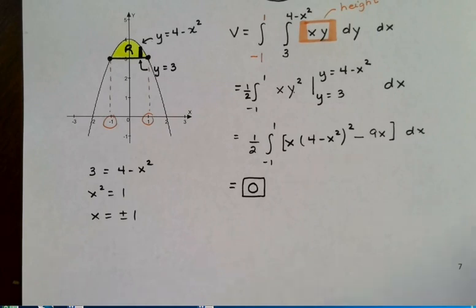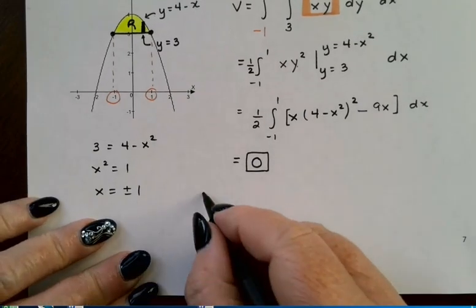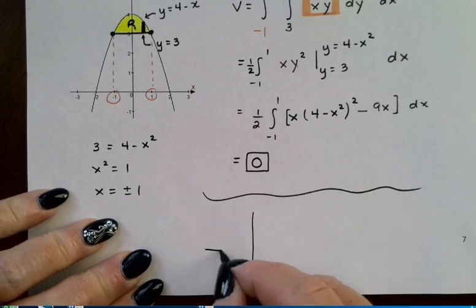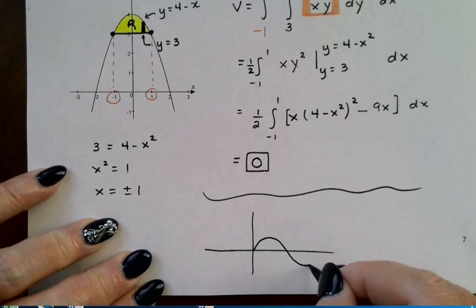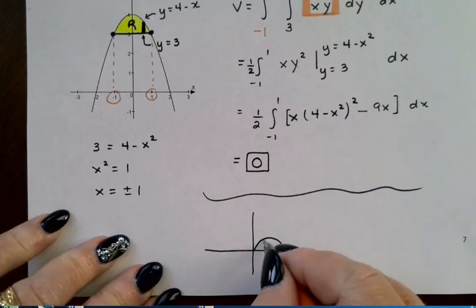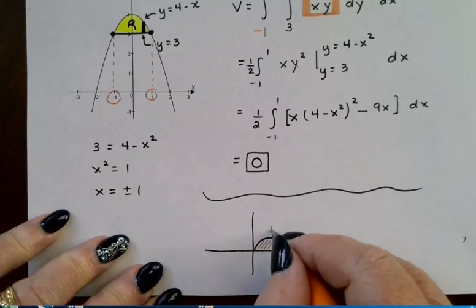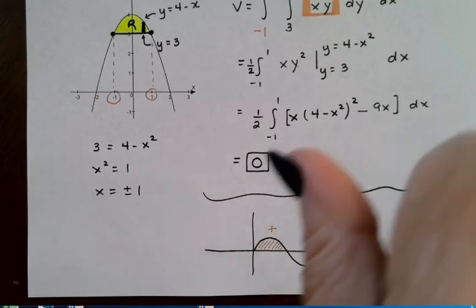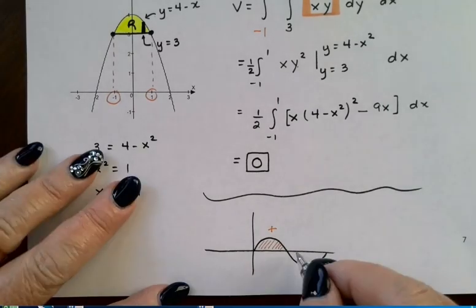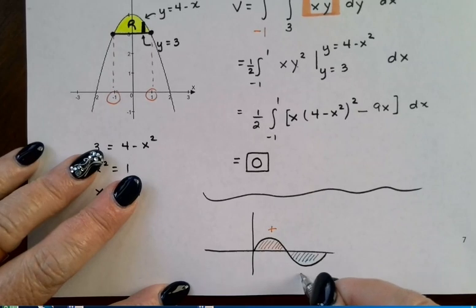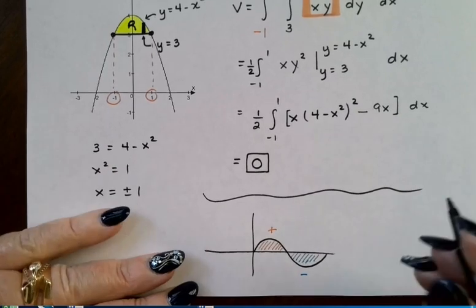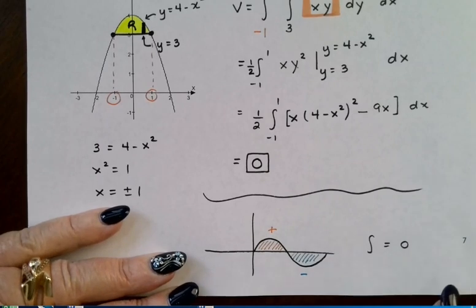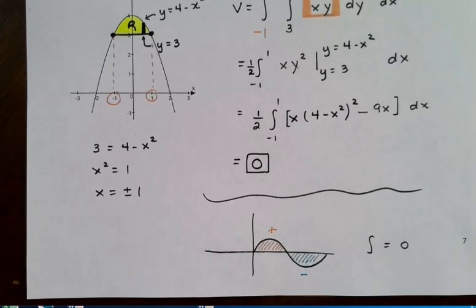This is the equivalent, if you think back once again to your Calc 1 days, of having a function that looked like this. The integral here counted as positive, but because it was below the x-axis, the integral there counted as negative, right? And then the complete integral gave us a value of 0 because of the symmetry, the positive and the negative just added together to give 0.